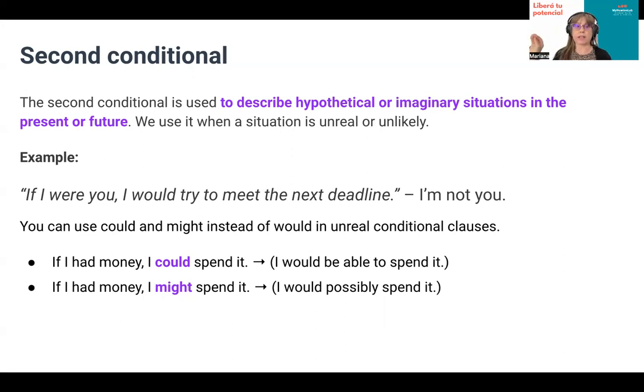They express different ideas. If I had money, I could spend it. I would be able to spend it. If I had money, I might spend it. That means that maybe not. Maybe I might spend it or I might not. I would possibly spend it.